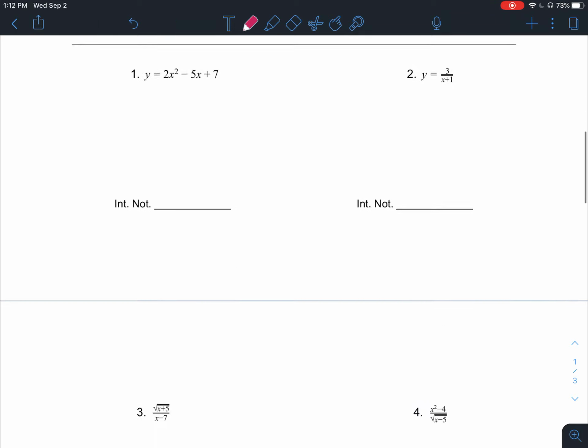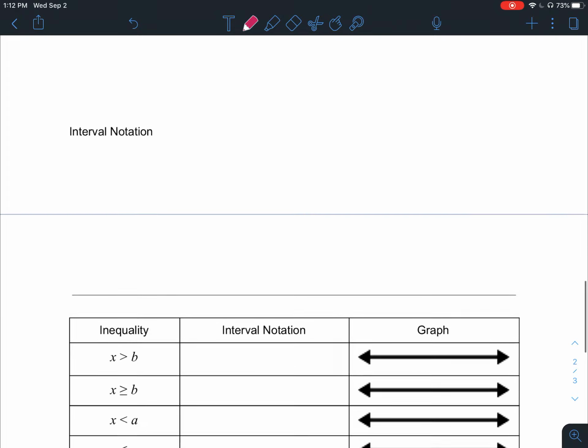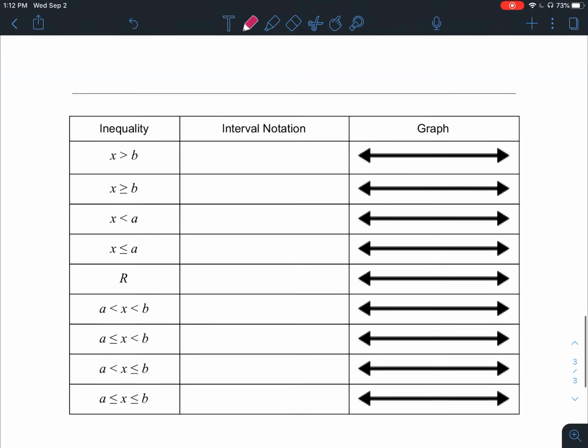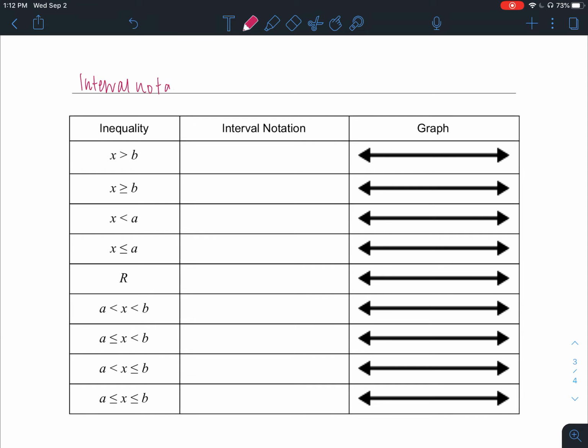So you're going to skip past the first 2 pages. And on the 3rd page, it should say interval notation at the top. If it doesn't, that's okay. It says interval notation.